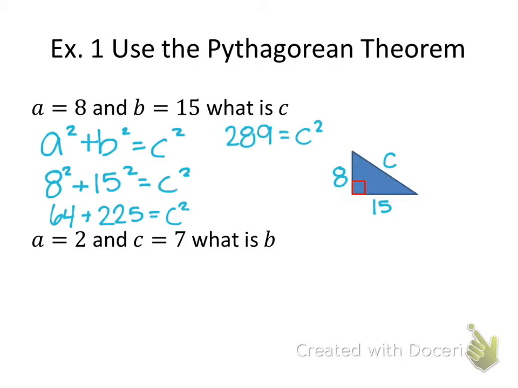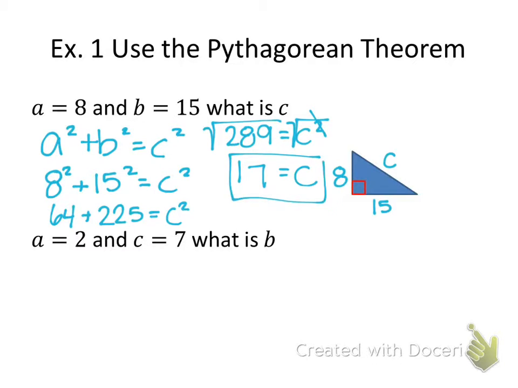In order to do that, I'm going to have to do the opposite of what is happening right now to C. C is being squared. So the opposite of that is the square root. Whatever I do to one side, I've got to do to the other. When I square root it, it cancels out that squared, and I'm just left with C. And the square root of 289 is 17.